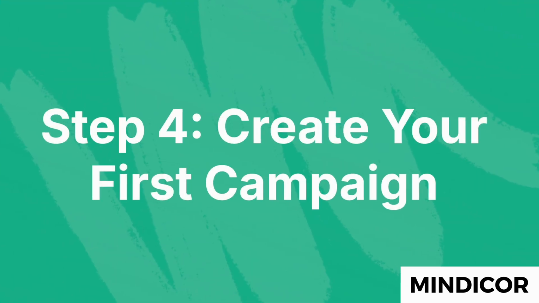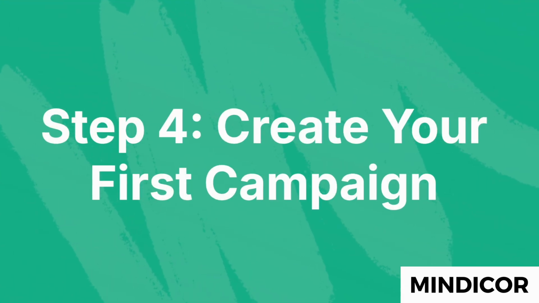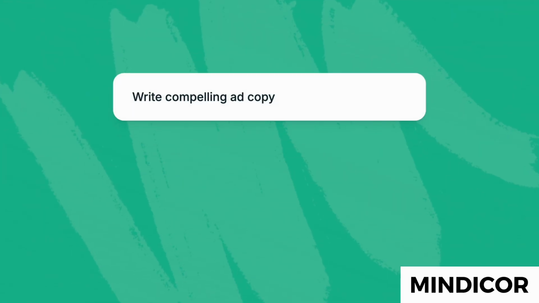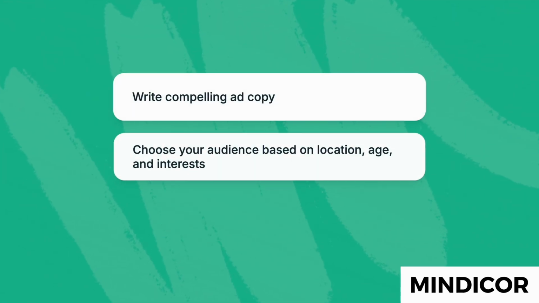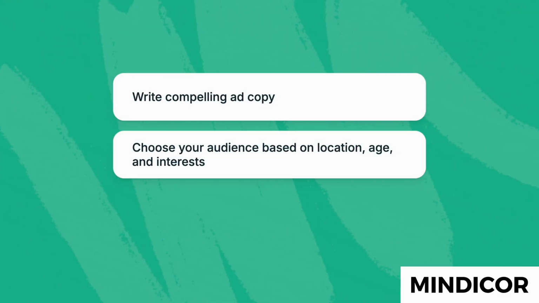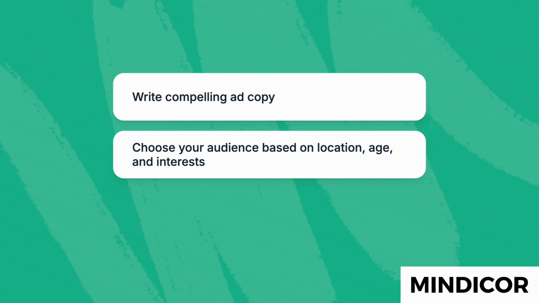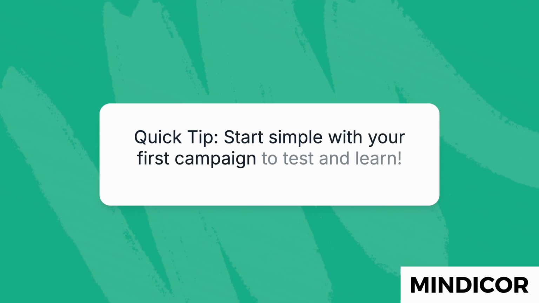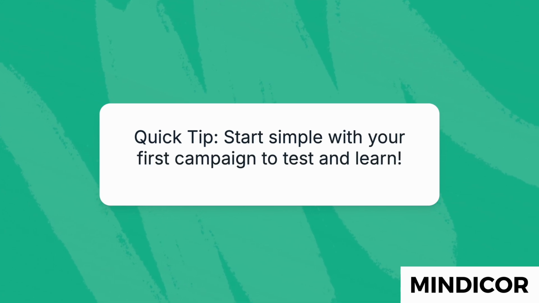Step 4. Create your first campaign. Now it's time to get creative. Write compelling ad copy. Choose your audience based on location, age, and interests. Set your daily or total budget. Quick tip: start simple with your first campaign to test and learn.